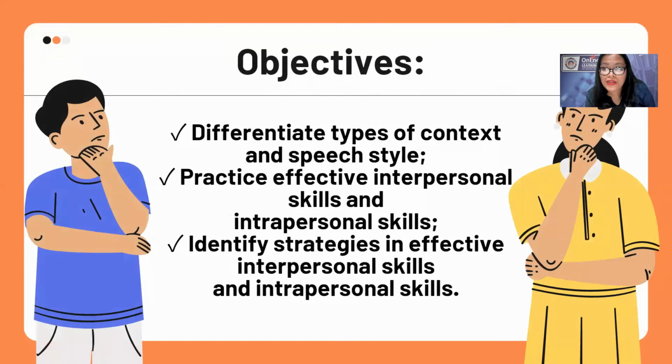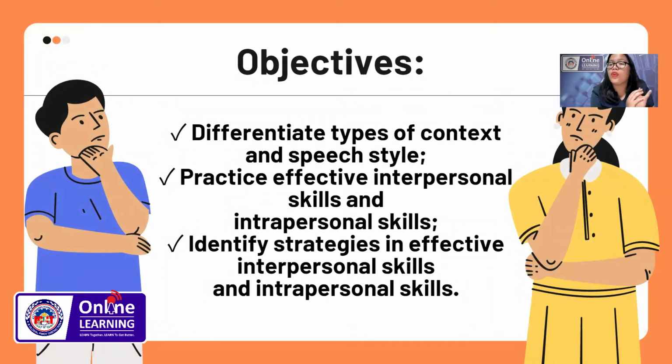For our objectives for today, what are our goals for today's discussion? First, we need to differentiate the different types of context and speech style. Next, we need to practice effective interpersonal skills and intrapersonal skills. We also need to identify the different strategies using these skills, the intrapersonal and interpersonal skills.